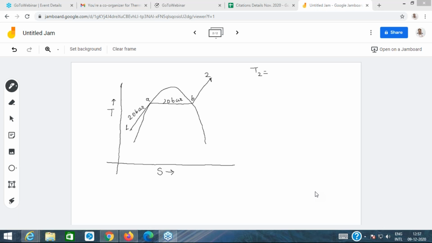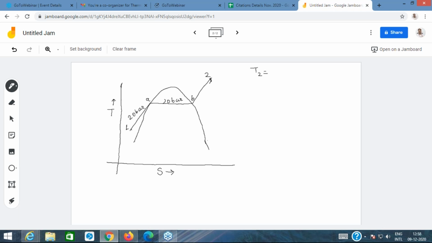No, T2. Yeah, correct. Neha is correct. T2 is 350 degrees centigrade. So this temperature would be 350 degrees centigrade. Now what I am doing is representing the process of expansion on the Rankine cycle.